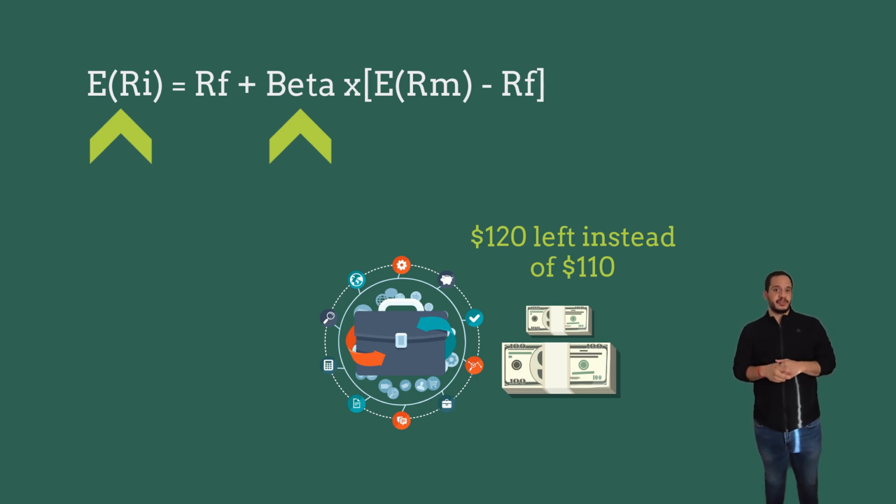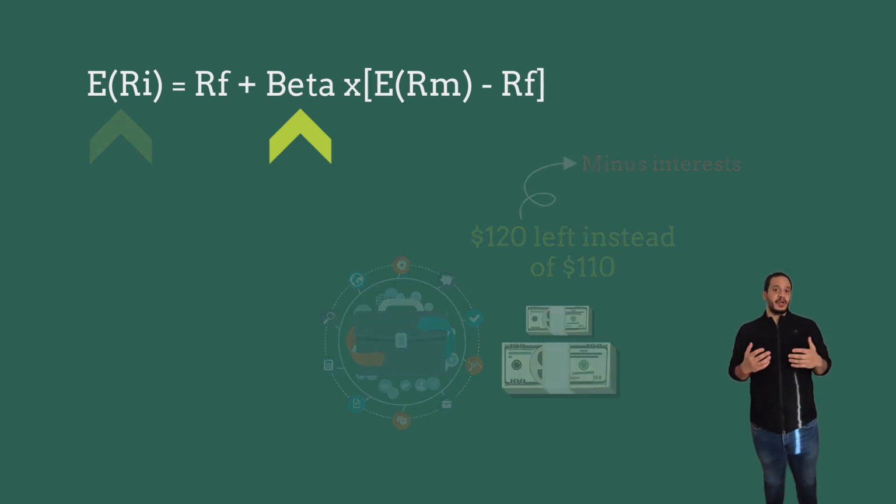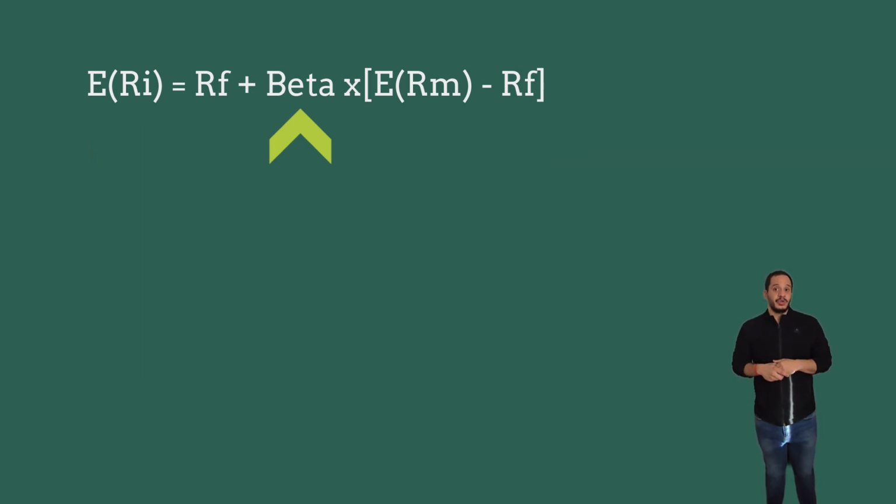I say roughly because for the simplicity of this example, we're not subtracting the interest you need to pay on the money you borrowed. This leads us to another assumption under CAPM, which is that you can borrow unlimited amounts of money at the risk-free rate to increase your beta. And I explained this further in the video of the capital market line that I highly recommend you to check, as it serves as a great complement for this video.